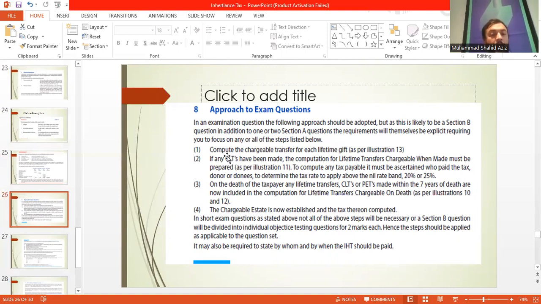First, compute the chargeable transfer for each lifetime gift. Then if any CLTs have been made, for example to a trust, you have to do that bit. Then on the death of the taxpayer, consider any lifetime transfers, CLTs or PETs, made within 7 years. And number 4, the chargeable estate is now established and the tax thereon computed. So let's see the first one, compute the chargeable transfer for each lifetime gift, illustration 13.